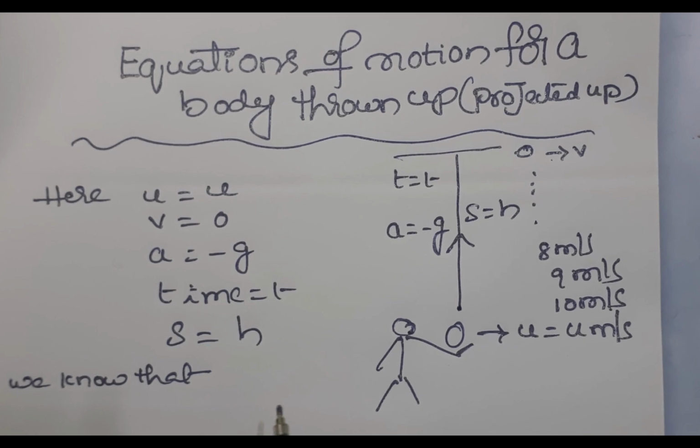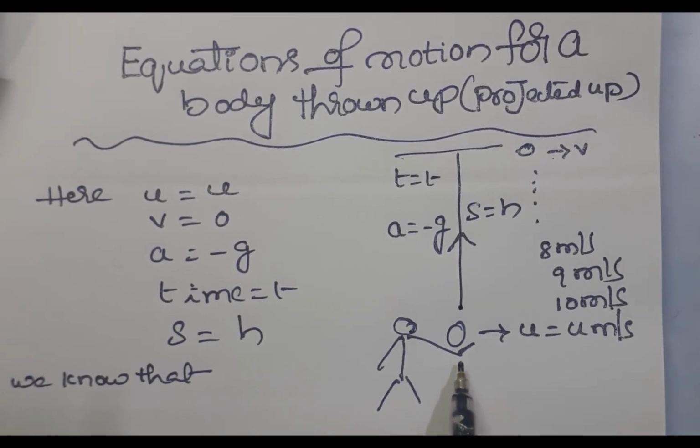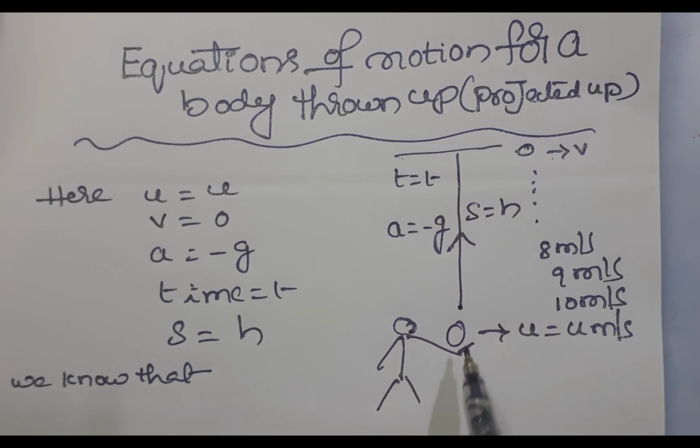So, equations of motion for a body thrown up or projected up. Consider a person throwing a stone in the upward direction. To send this stone upward, some initial velocity must be given to the stone, otherwise the stone doesn't go in the upward direction. Let the initial velocity be u meter per second, suppose 10 meter per second.